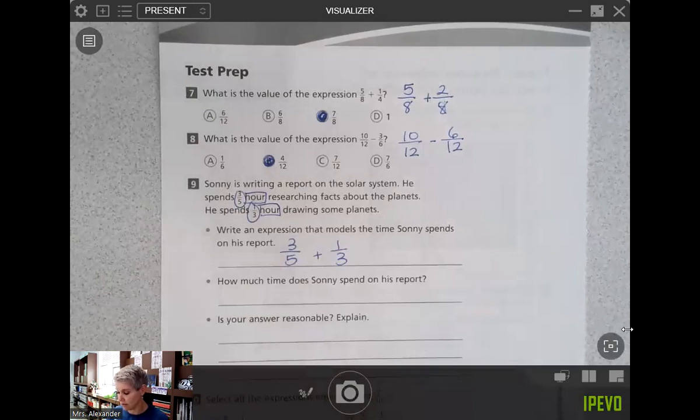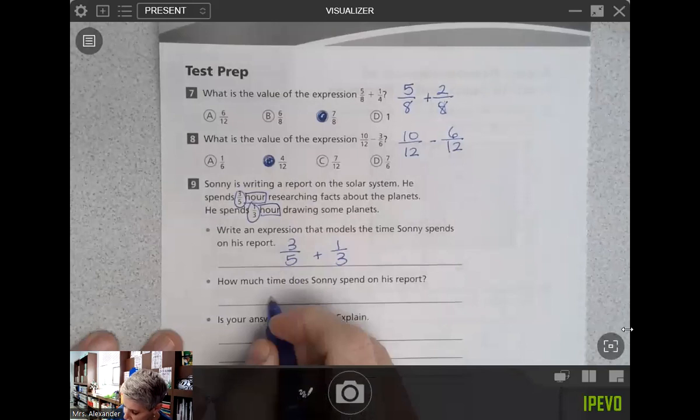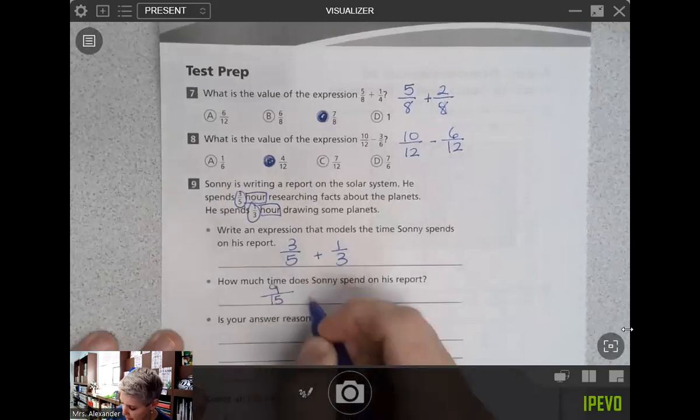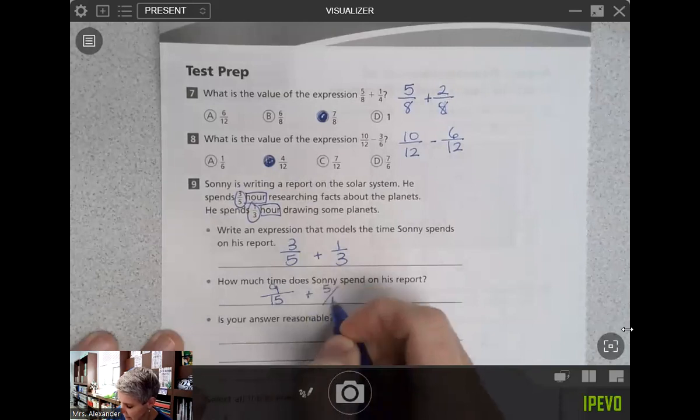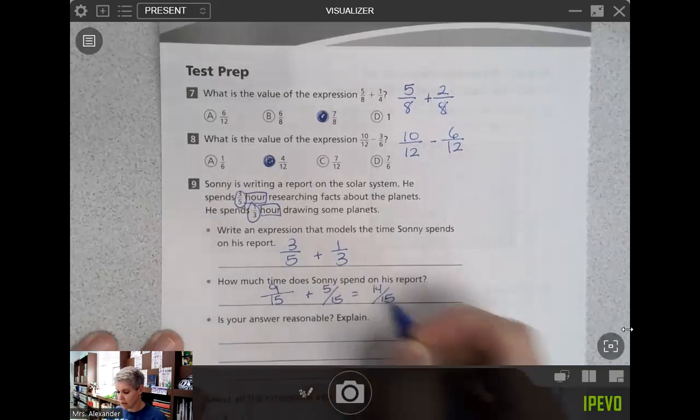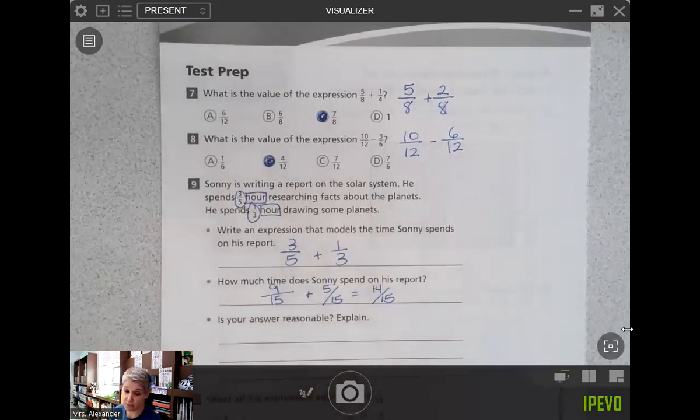How much time does Sunny spend on his report? Now I need to solve. 5 and 3, one is not a multiple of the other, so I'm going to go with 15ths here. So that would be 9/15 plus 5/15 equals 14/15. Is this a reasonable answer?